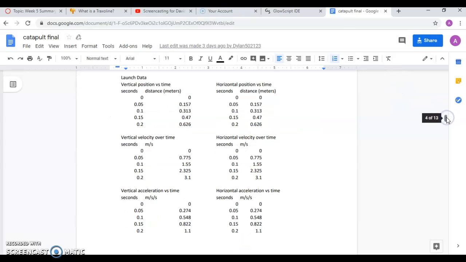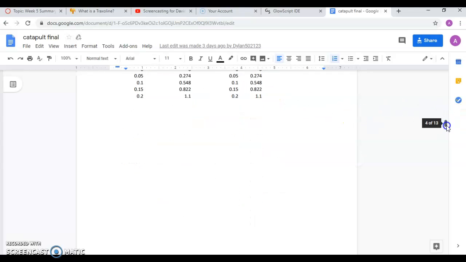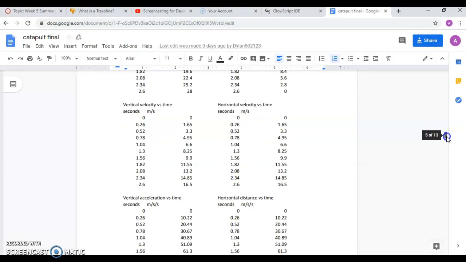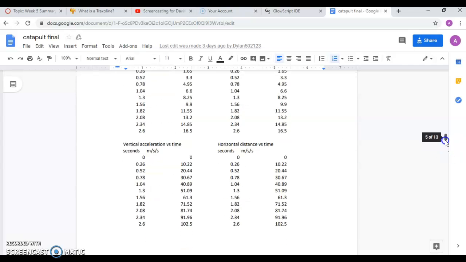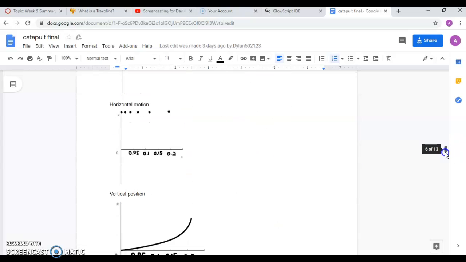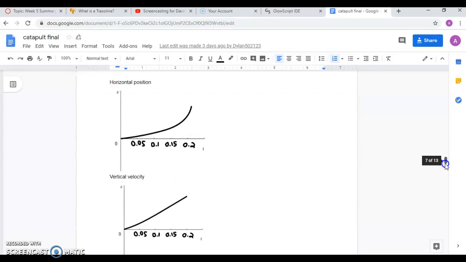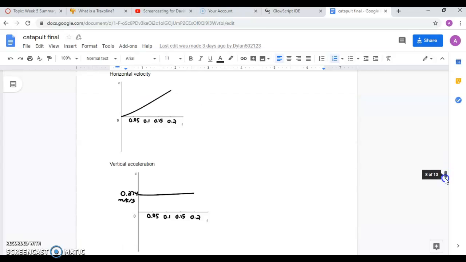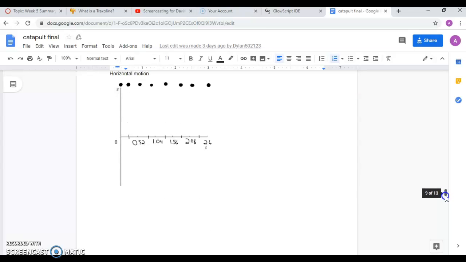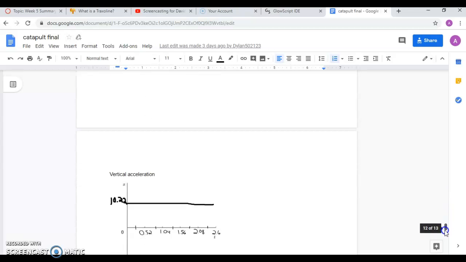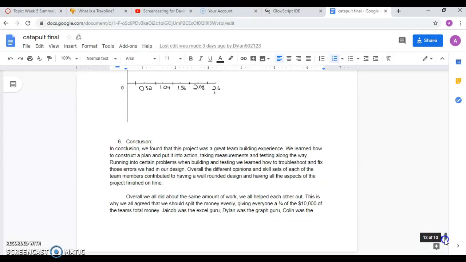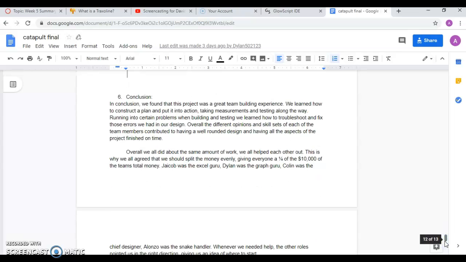we see our data from all of our launches and time. These are the actual visual graphs, so they correlate with these. And this is our conclusion.